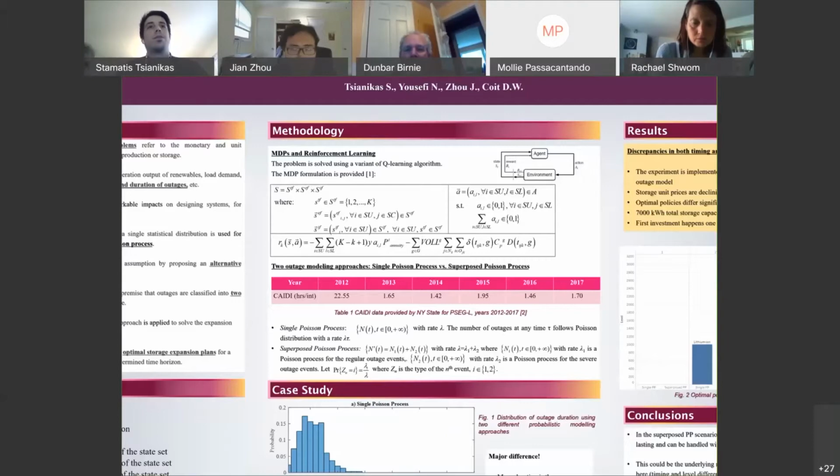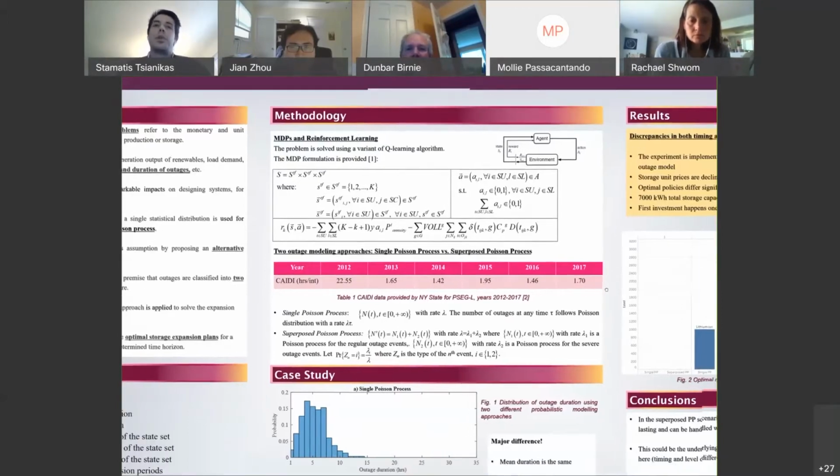And why is this important? Because when we decide to invest in a storage unit in a microgrid, probably the investment cost, the upfront cost that we have to pay, is significantly higher than the savings that we'll have. The savings that we'll have correspond to the loss of load cost that we need to reduce, right? But this will come at later periods, so it's important to account for delayed rewards.